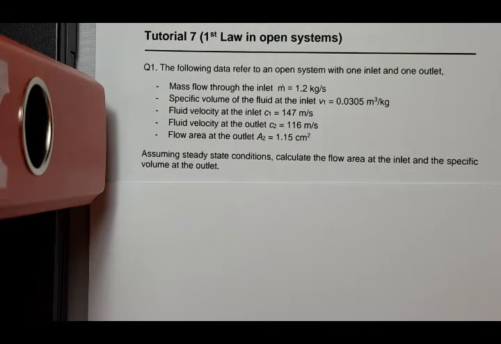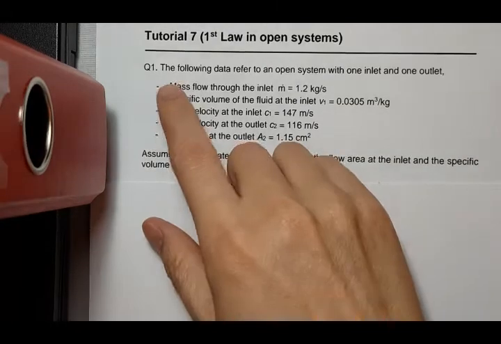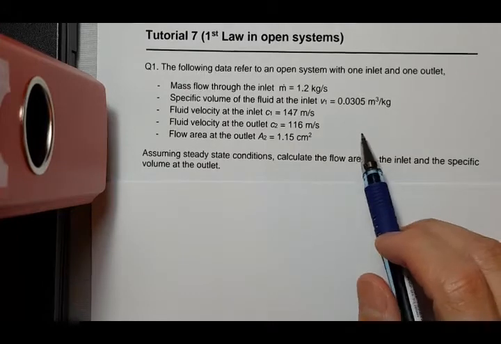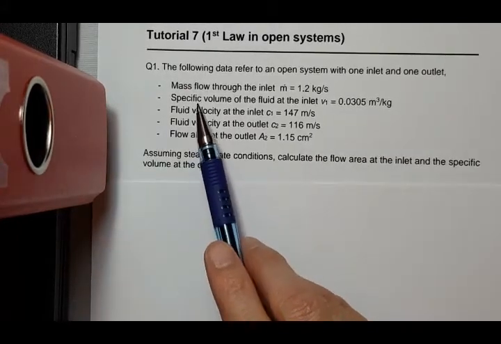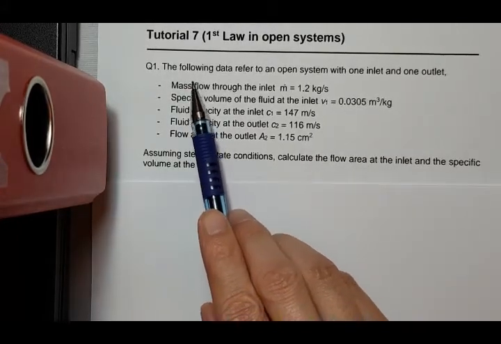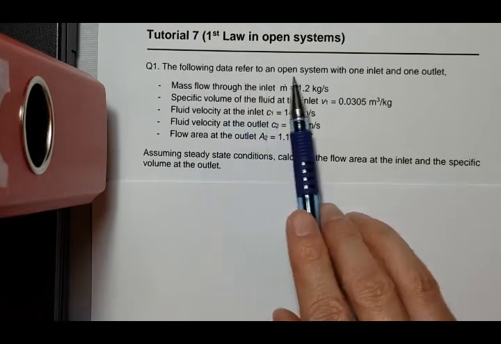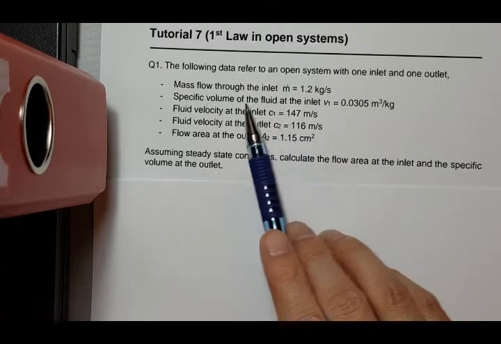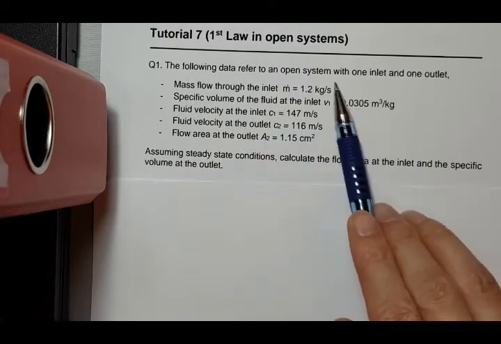Hello, in this video I'm going to provide you the solutions for question 1 in tutorial 7, which is a topic of the first law of thermodynamics in open systems. So this is the first question. The first question provides some data referred to an open system. So we have an inlet, we have an outlet, and you can see we have a list of data here.